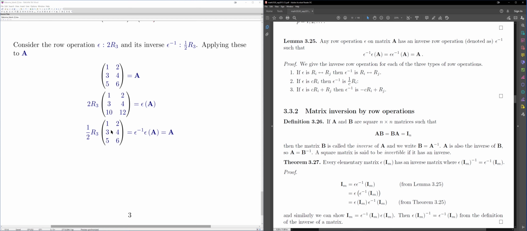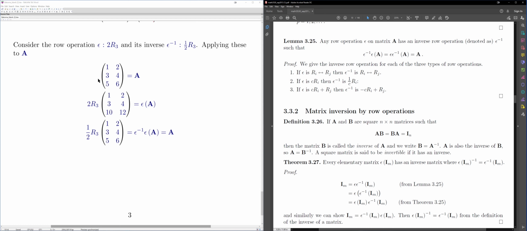So I started off with this matrix here. I did a certain row operation, which was multiply row 3 by 2, so I got this 10, 12. And what I did is I reversed what I did. To reverse the effect of multiplying row 3 by 2, I multiply row 3 now by a half. Multiplying by a half would give me 5 here and a 6 here, which would reverse the effect of multiplying by 2.